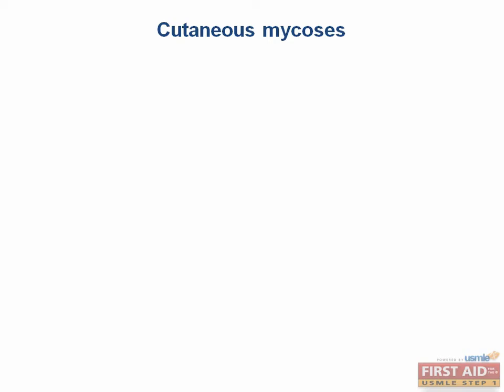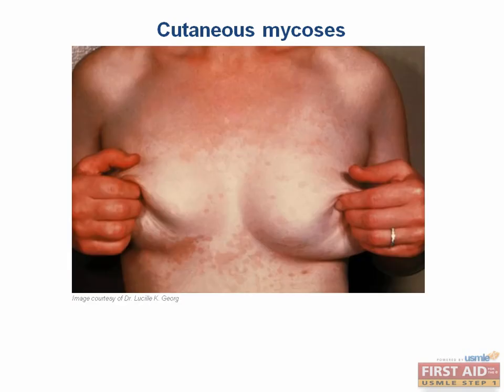The first fungus is Malassezia furfur, which causes tinea versicolor. As you can see here, tinea versicolor presents as these pale, hypopigmented patches on the skin in darker colored individuals. And in lighter colored individuals, it actually presents as hyperpigmented, darker patches. You can see them right here.